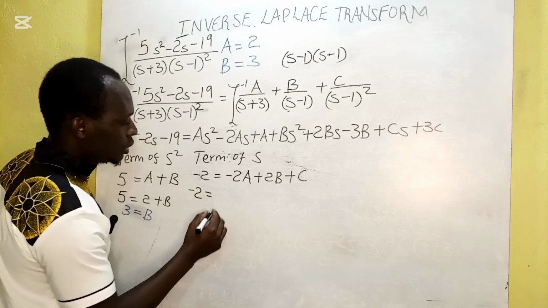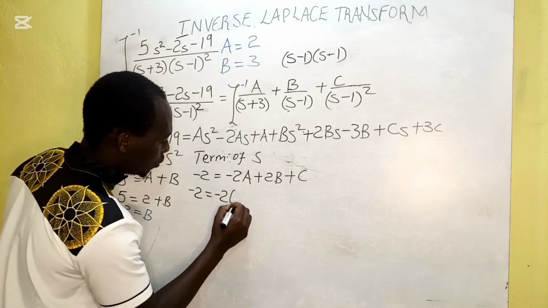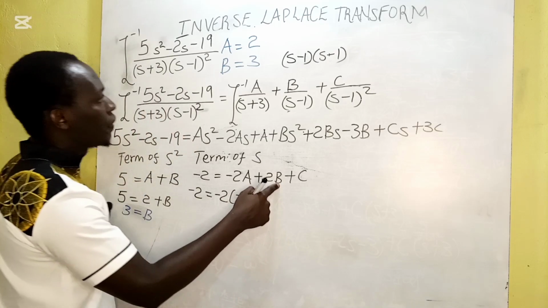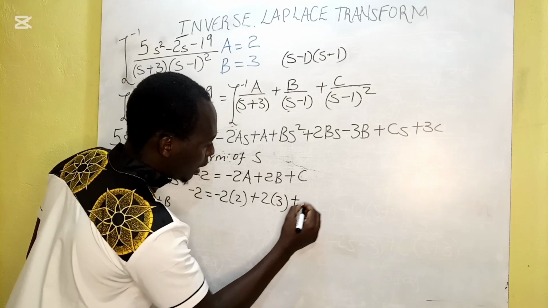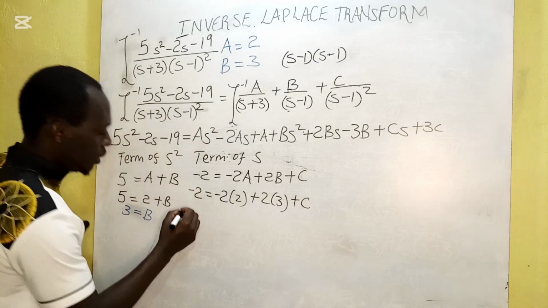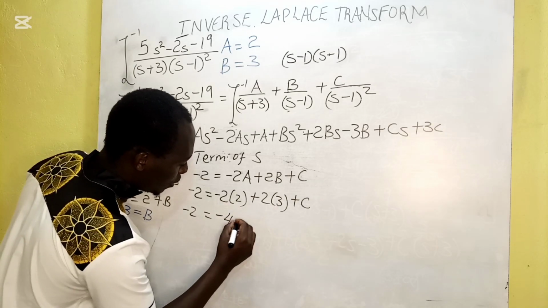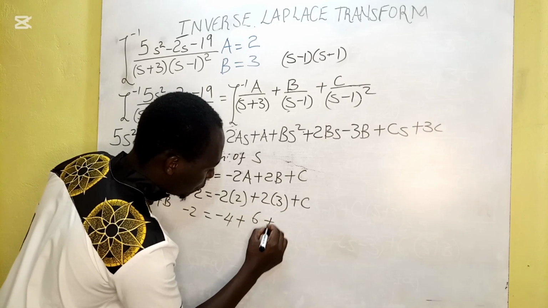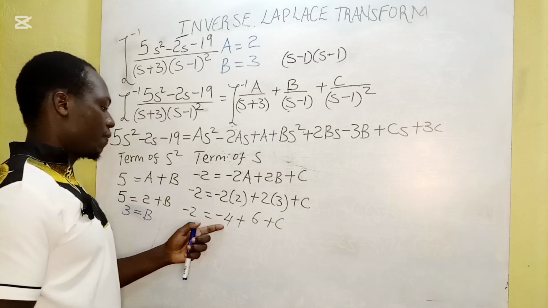Negative 2 is going to be equals to negative 2. Our value of a is equals to 2. We come and add 2. The value of b is equals to 3. We add 3c. Negative 2 is going to be equals to negative 4. We come and add 6. We add 3c.